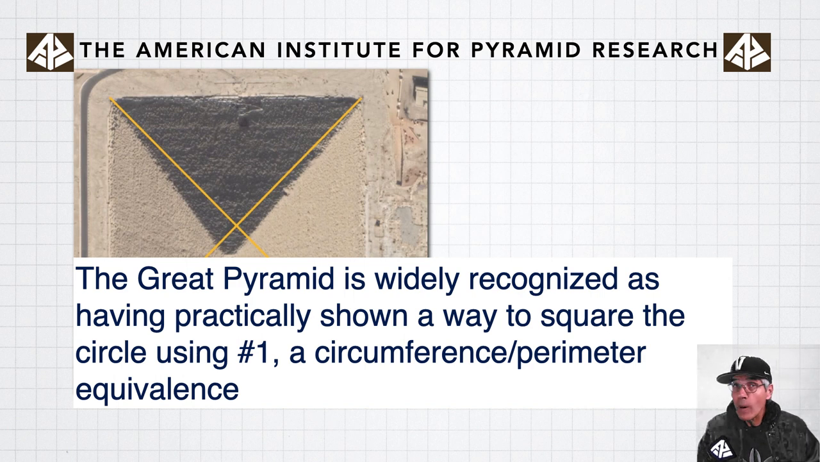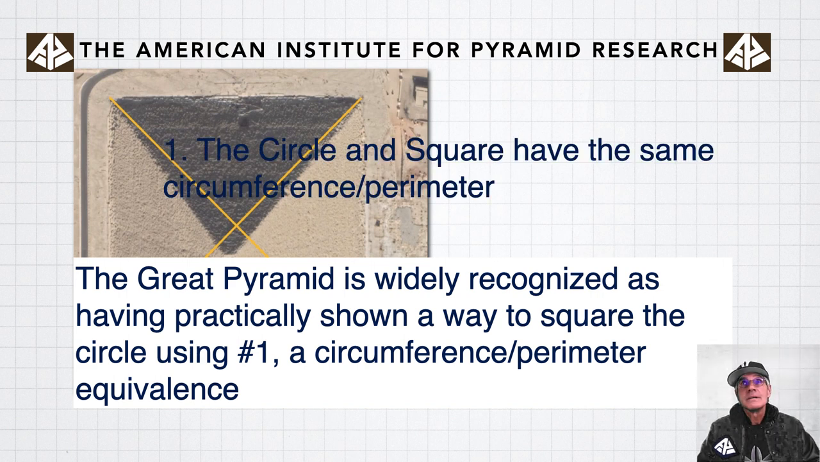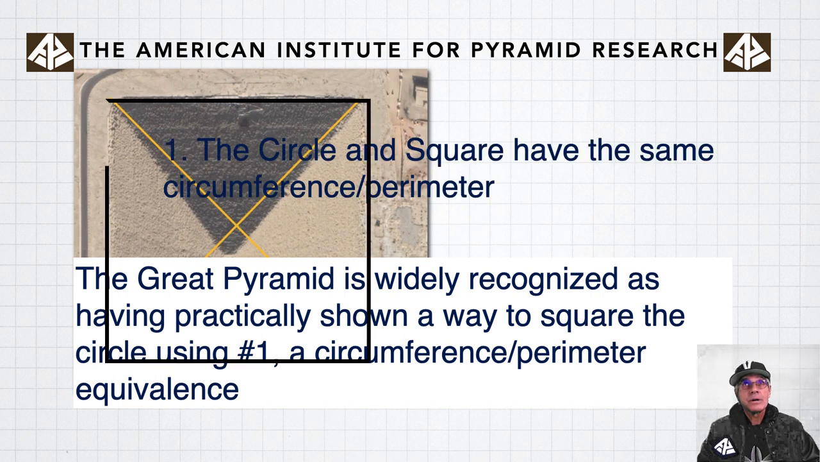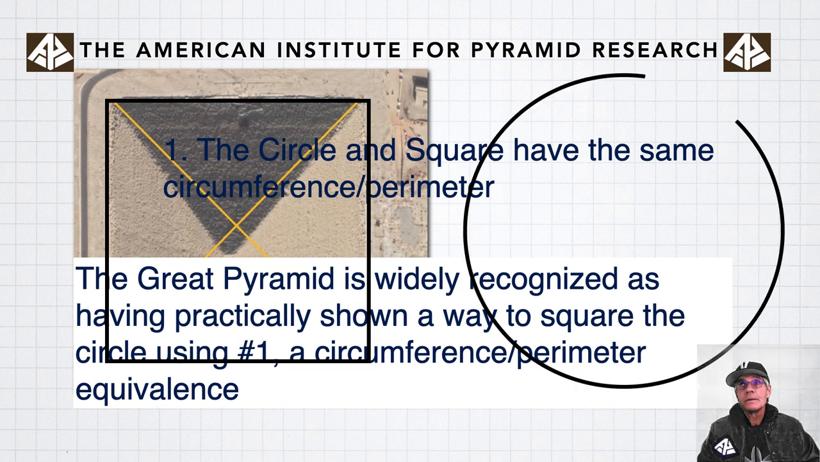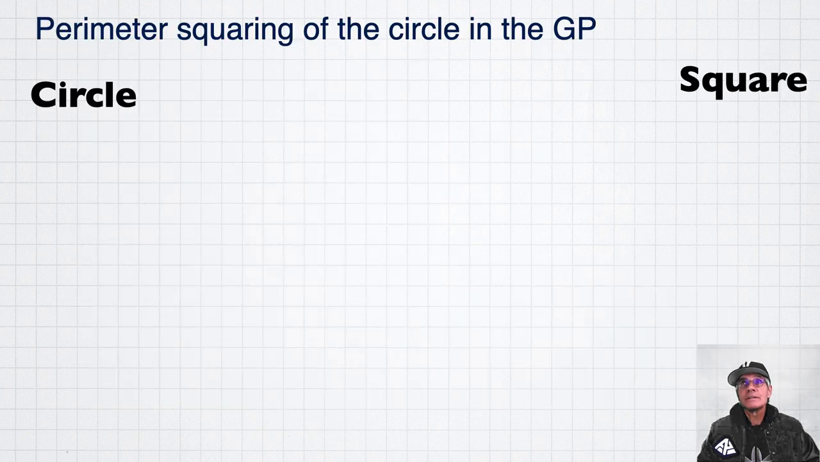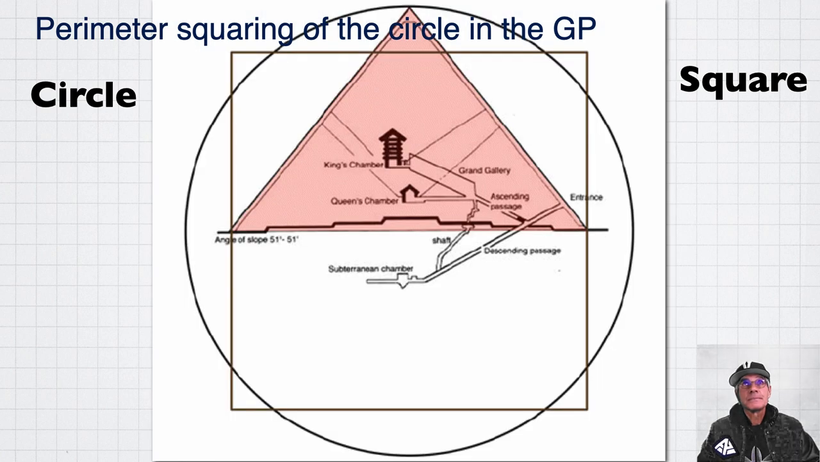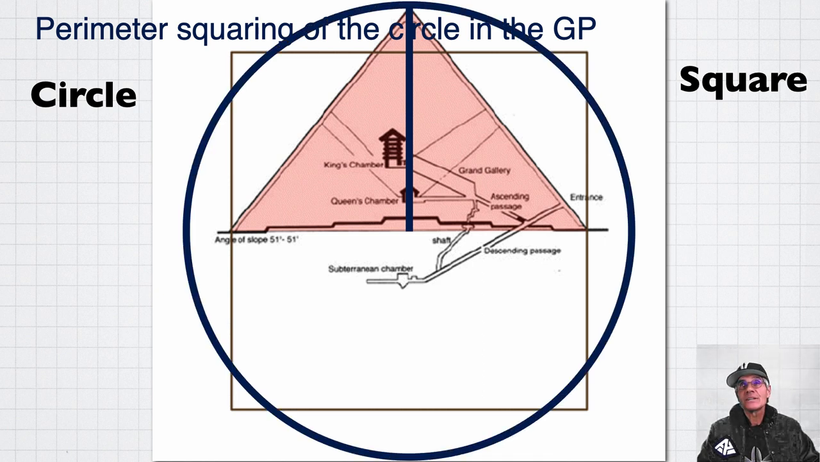The Great Pyramid is widely recognized as having practically shown a way to square the circle using number one, circumference and perimeter equivalence. So let's look at it. There's the square of the Great Pyramid. There's the circumference of the circle. So what you do is you take the height of the Great Pyramid and make that the radius of the circle we're going to use. So this is how the Great Pyramid practically solves the number one type of squaring the circle. You take the height of the Great Pyramid and use that as the radius of the circle.